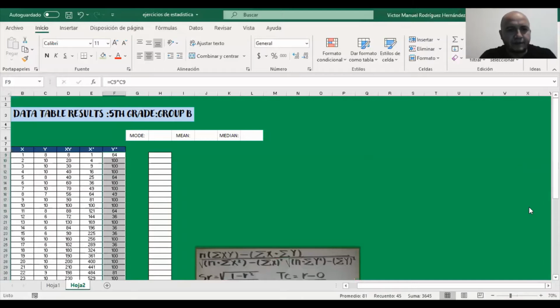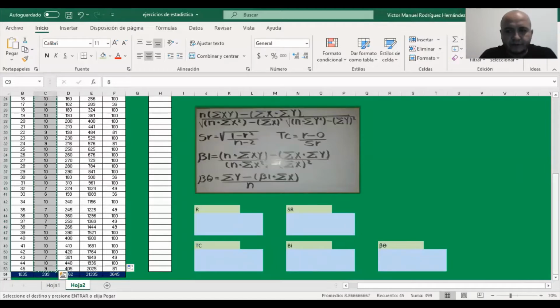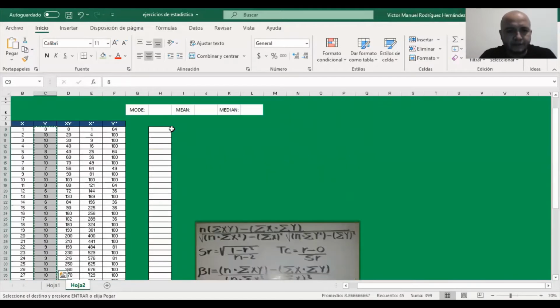Now we have to get the mode, the mean, and the median. We use their final results, the students' final grades, and we have to filter it from smallest to largest. Here we can see the filter.